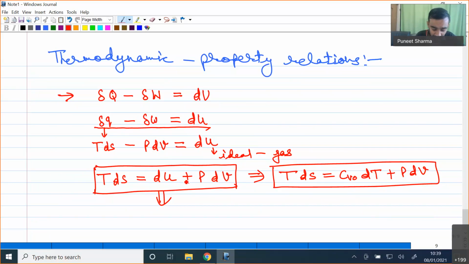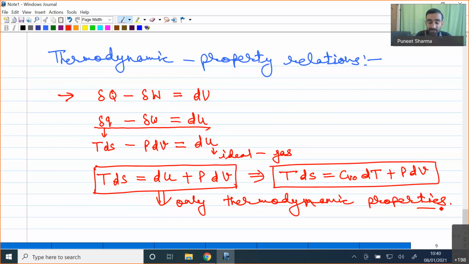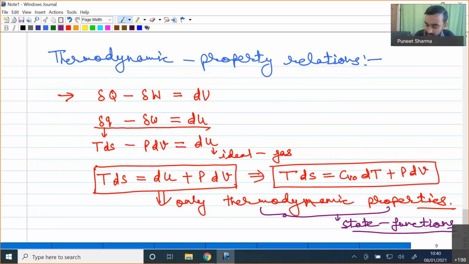So what is the important characteristic of this equation? If you try to see, this equation involves only thermodynamic properties. It represents the relationship between different thermodynamic properties. As it represents the relation only between thermodynamic properties, and we know that our thermodynamic properties are nothing but state functions.